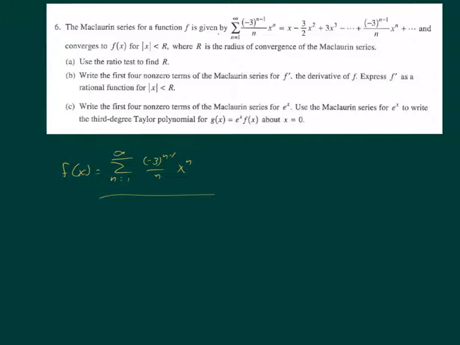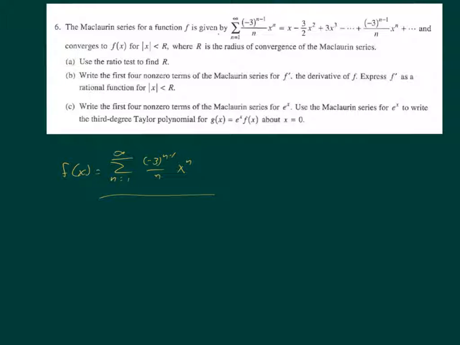And then the next one, write the first four non-zero terms of the Maclaurin series for e to the x. Use the Maclaurin series for e to the x to write the third degree Taylor polynomial for g of x equals e to the x times f of x. So really what's going to happen on this one, you've got to go through and do the multiplication and simplifying. You want to get those first four terms done. In this case, you want to have the third degree. So once you're done with the x cubes, then you can stop, but you want to go through and do that multiplication. And it's really going to be a matter of foiling, if you will, however you write it out.